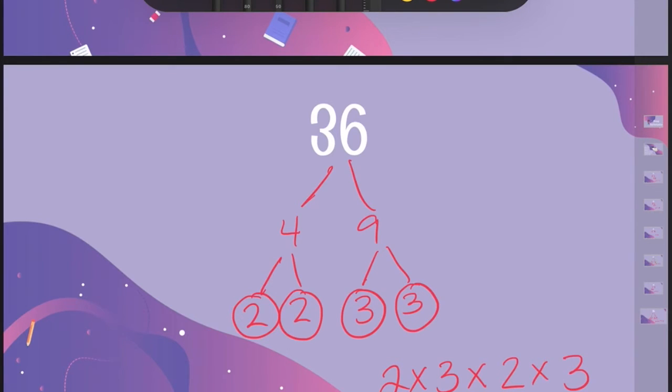So just like we had before, it might be in a different order. I might write it as 2 times 2 times 3 times 3 now. But I'm still left with two 2's and two 3's. So I'm still left with the same answer. And you can double check your work by multiplying along. 2 times 3 is 6. 6 times 2 is 12. 12 times 3 is 36.